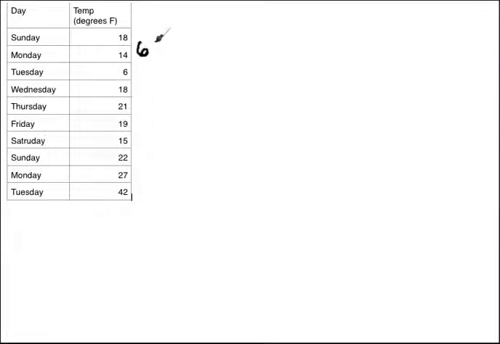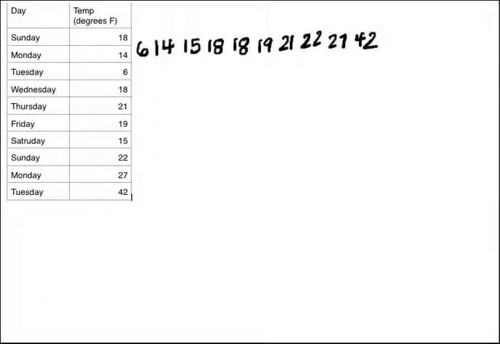So we've got 6, 14, 15, 18, 18, 19, 21, 22, 27, and 42. Okay, so there's two different types of ranges that we're going to talk about.